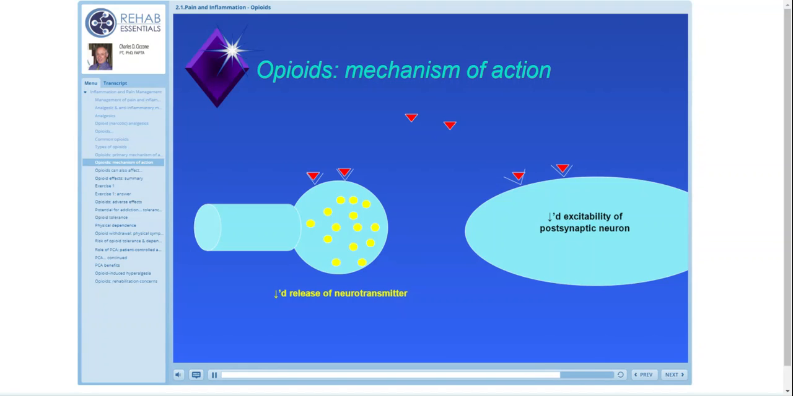So it's this combination again of presynaptic and postsynaptic effects that probably explains most of how our opioid drugs blunt the activity of incoming pain information.